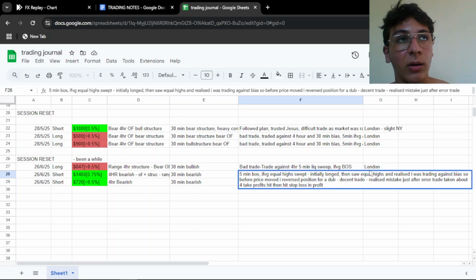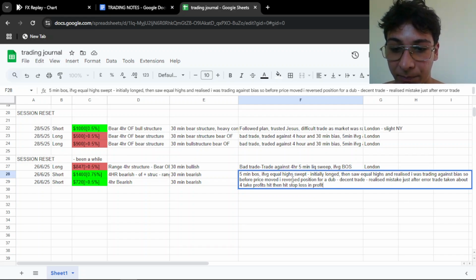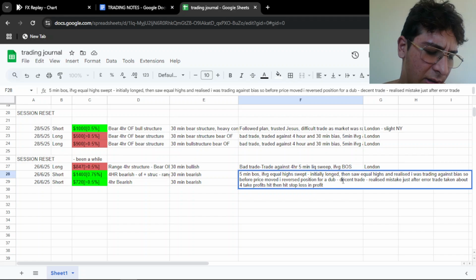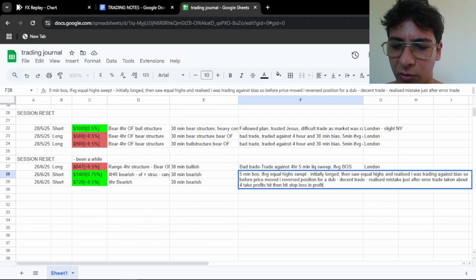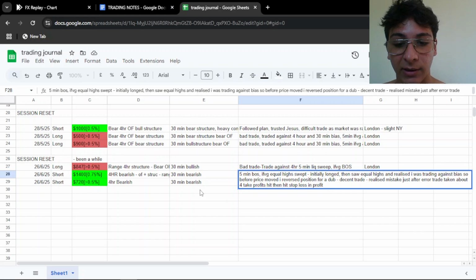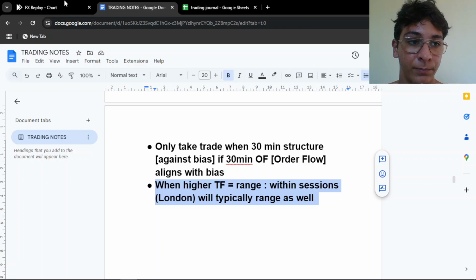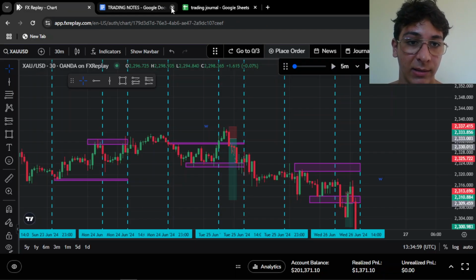But then I longed, and before I pressed the next candle button, it was less than a minute afterwards, I reversed the position. So I shorted instead. I exited out of the long before it had even moved, and then I turned it into a short. It was a decent trade. I realized my mistake just after I took the error trade. Hit about 4 profits, and then it hit my stop loss, which was in profit. This thing is getting in my way.